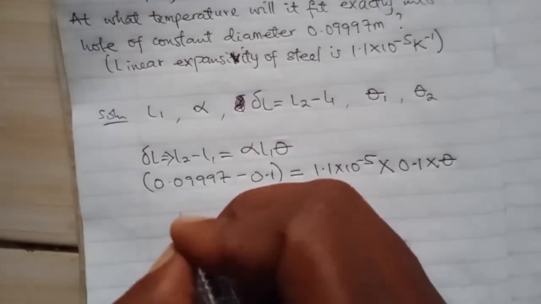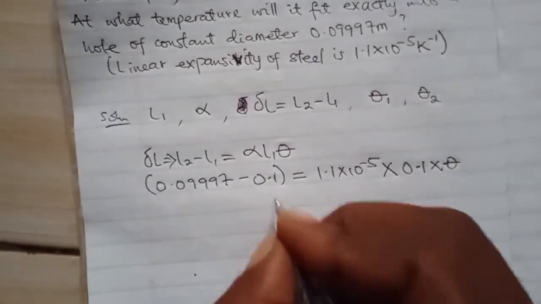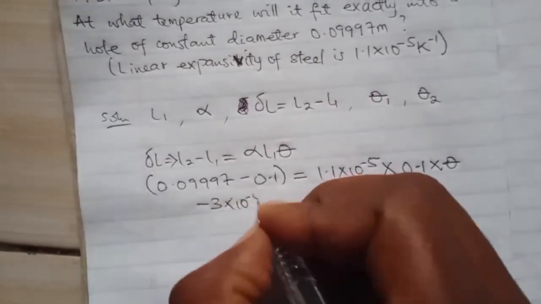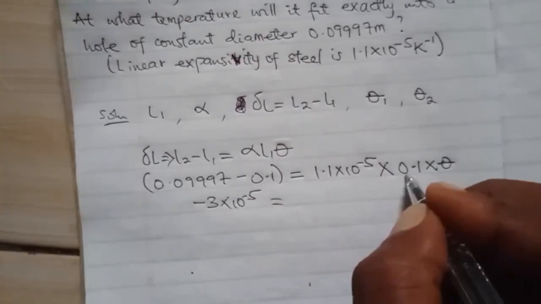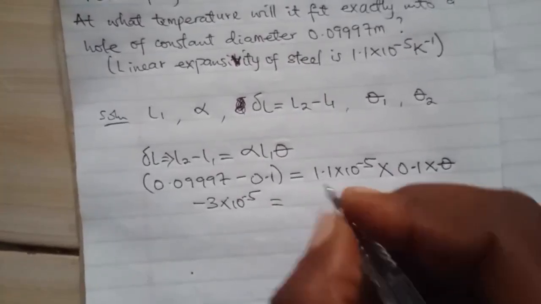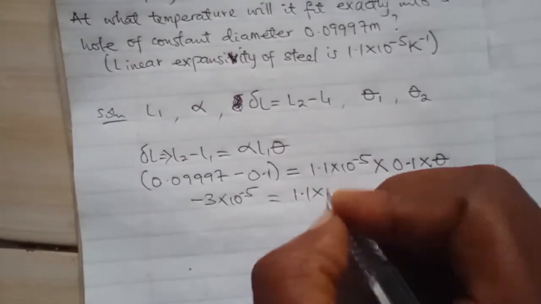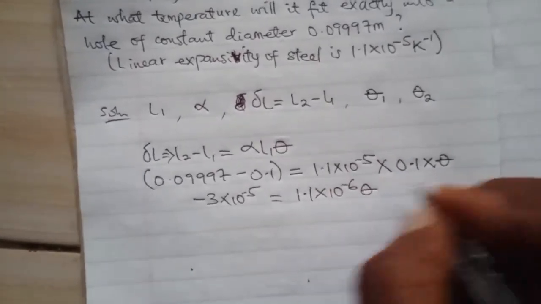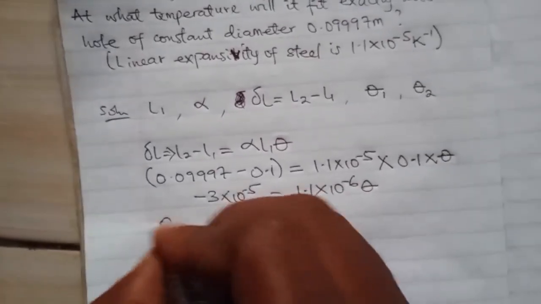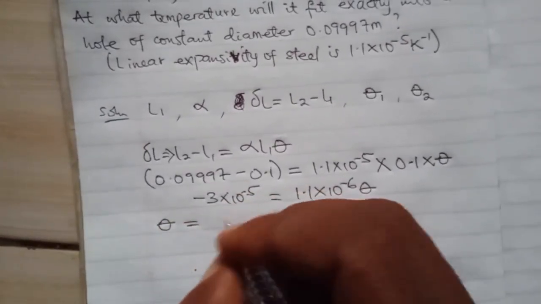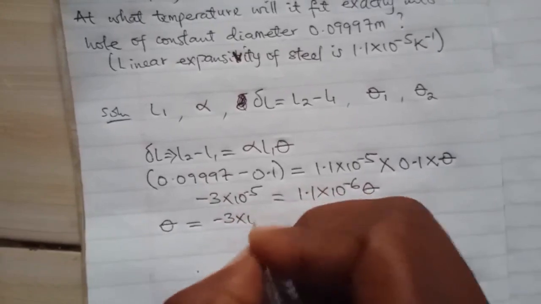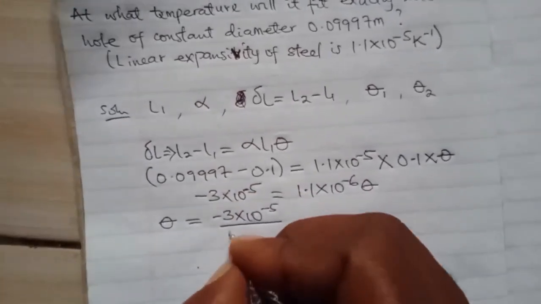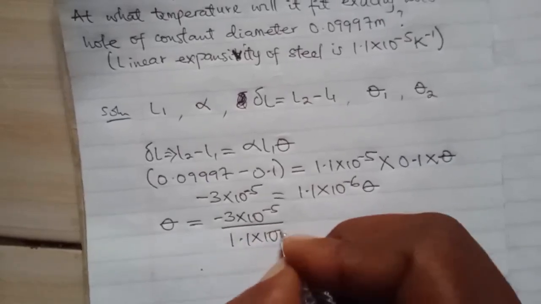So what we are going to have here, since this is less than this, is minus 3 times 10 raised to the power minus 5 equal to, if we multiply this and this, we're going to have 1.1 times 10 raised to the power minus 6, since it's just 0.1, then theta. Now if we make theta subject of the formula, we're going to have minus 3 times 10 raised to the power minus 5 divided by 1.1 times 10 raised to the power minus 6.